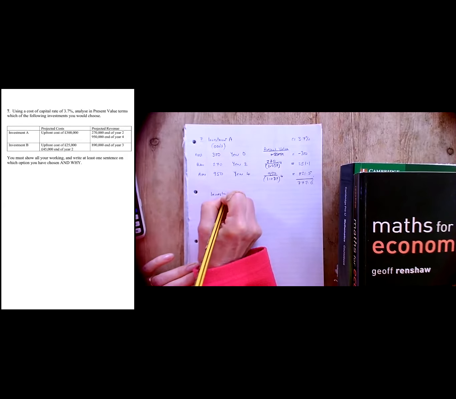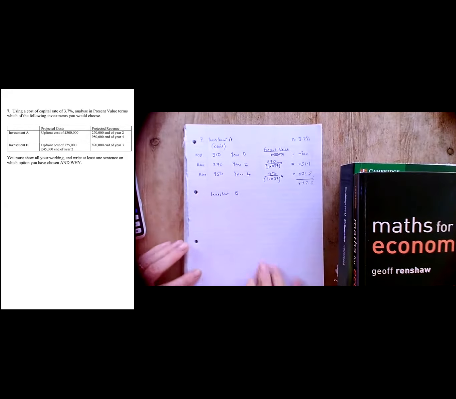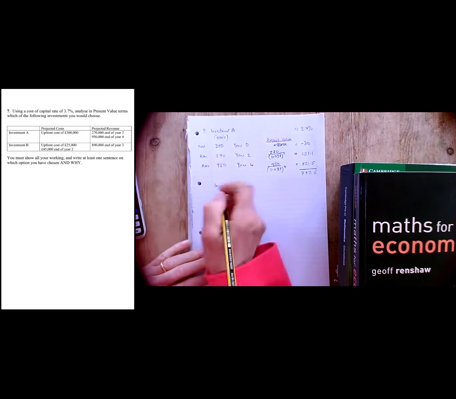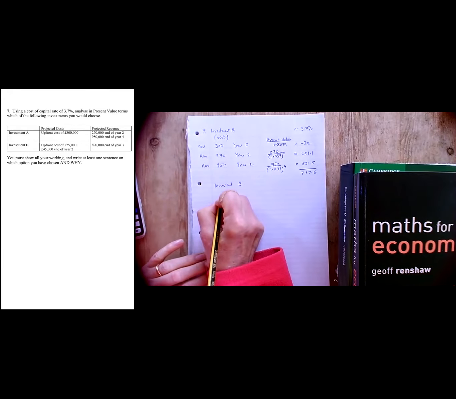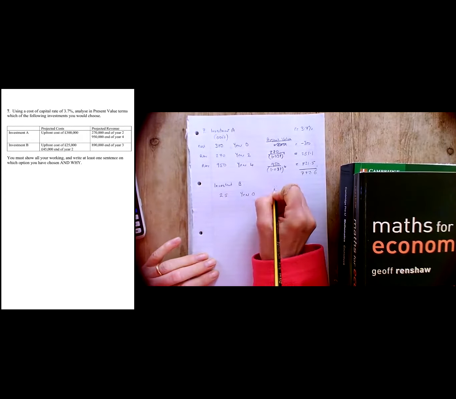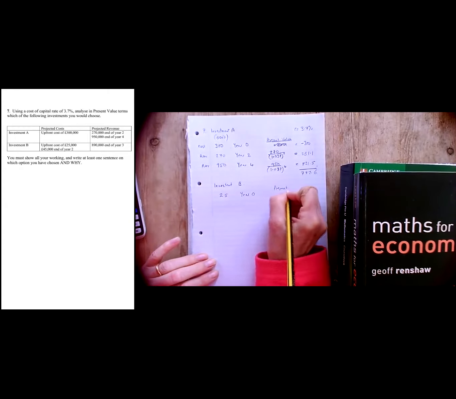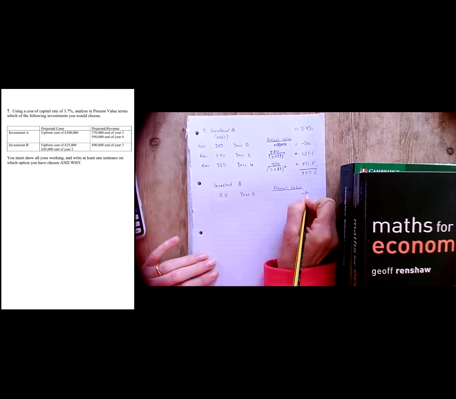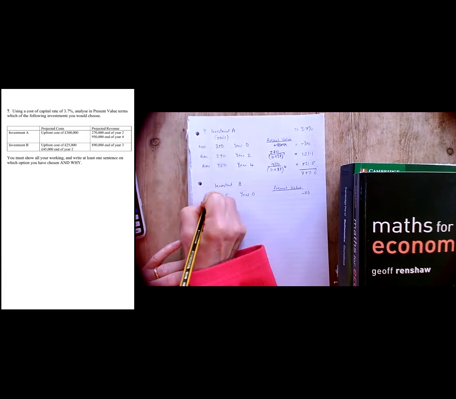Let's look at investment B. What have we got here? We have upfront costs of 25,000 in year 0. So the present value of that is minus 25 because it's a cost, so it's a negative.